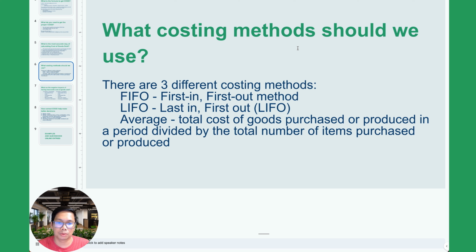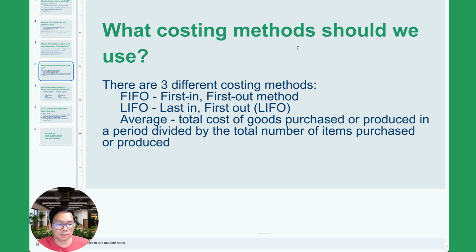For example, if you bought a product at a unit cost of $5 and then you bought another batch of product at a unit cost of $6, when a sale happens, you will compute the cost of goods sold based on the first purchase, which is $5 per unit. So that's the first in, first out method. LIFO means last in, first out. So what does it mean?